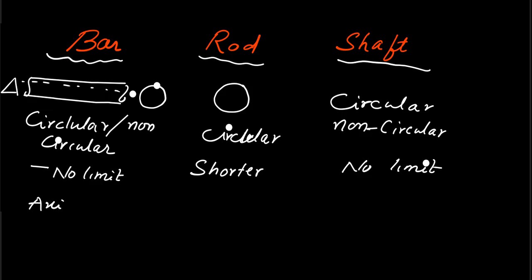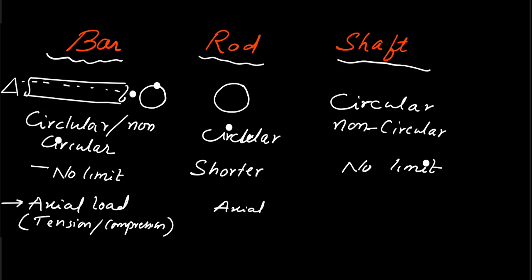Now for the loading condition, for bar only axial load will be applied. Axial load means such as tension or compression load. Only these loads can be resisted by the bar. We can apply only axial loads, whereas in case of rod it can be the same axial loads only, like tension or compression.